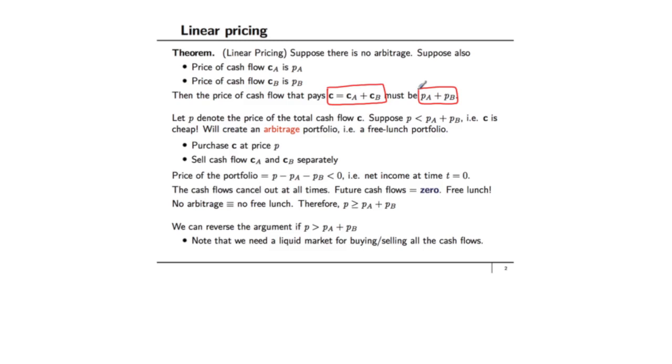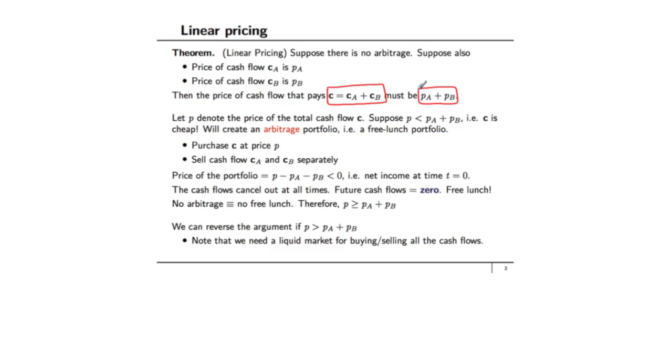We like this result because now what it allows me to do is to take a complicated cash flow, split them up into simpler cash flows, price each of those simpler cash flows separately, and then using this theorem claim that the price of the total cash flow is just going to be the sum of those prices. I'm going to show you a simple example first, and then I'm going to go towards what happens with floating rate bonds. So let P denote the price of the total cash flow C, which is CA plus CB.